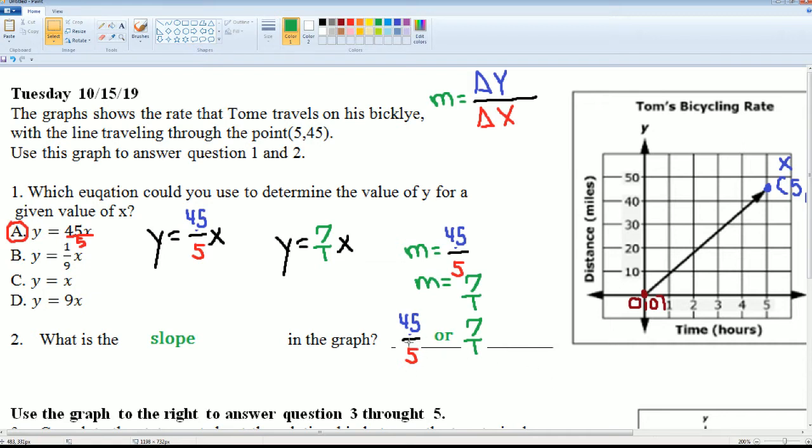Good. That's basically how fast Tom is riding. So Tom rides at, wait, what is it? 9 miles in 1 hour. Or you could say Tom rides 45 miles in 5 hours.